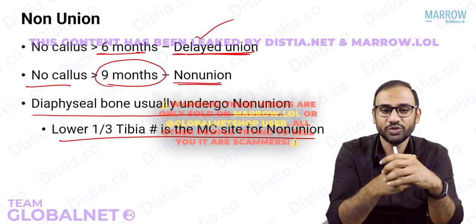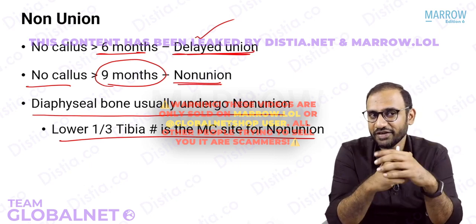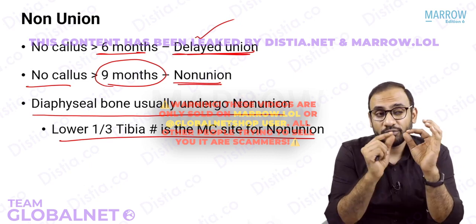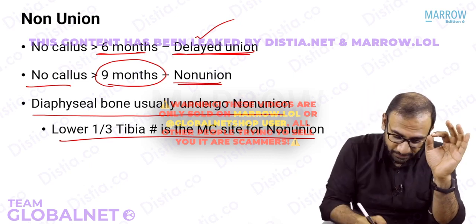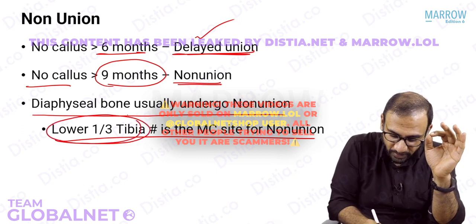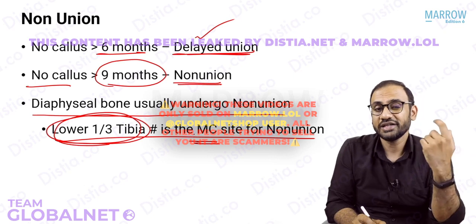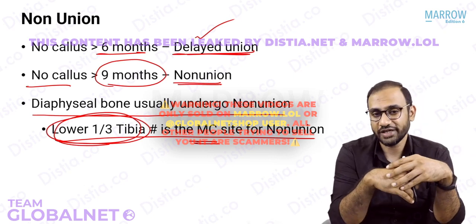So hence, no non-unions. Metaphyseal fractures usually undergo malunion, diaphyseal fractures usually undergo non-union, and the most common bone to undergo non-union is tibia. Particularly the lower 1/3 tibial fractures usually undergo non-union because of 2 reasons. One is diaphyseal, another it has very less or compromised vascularity.